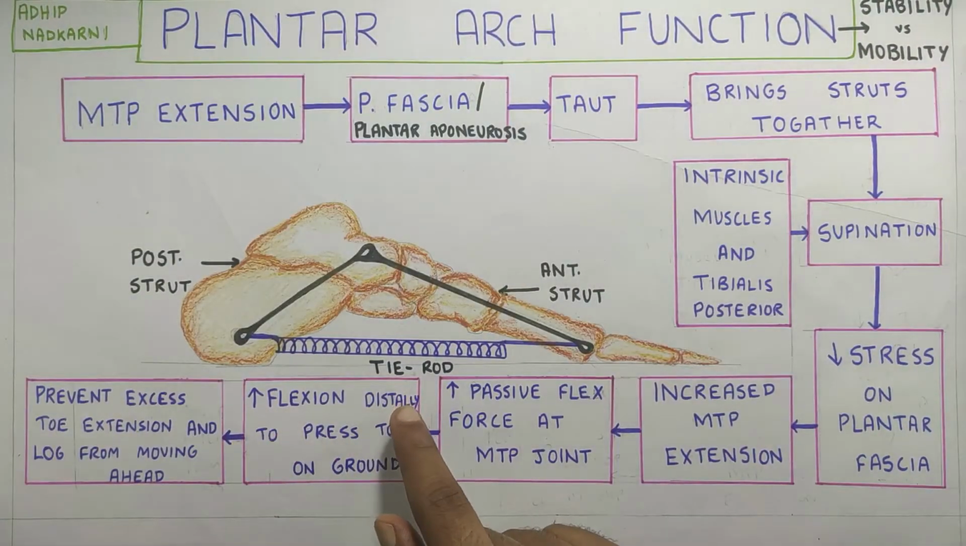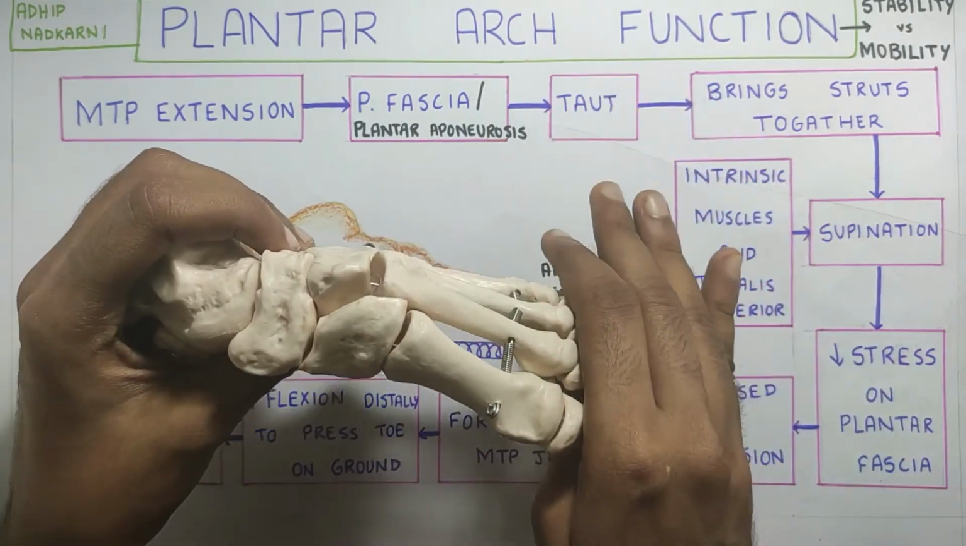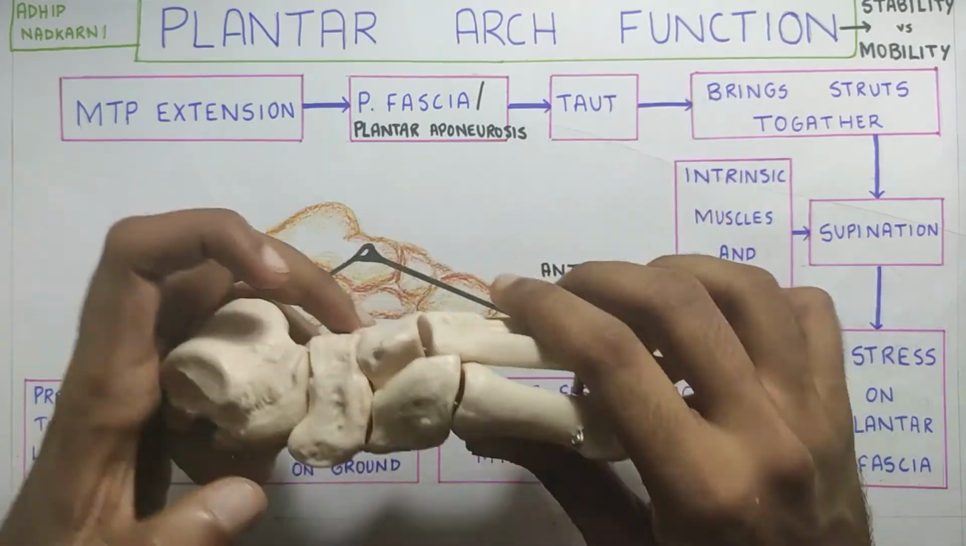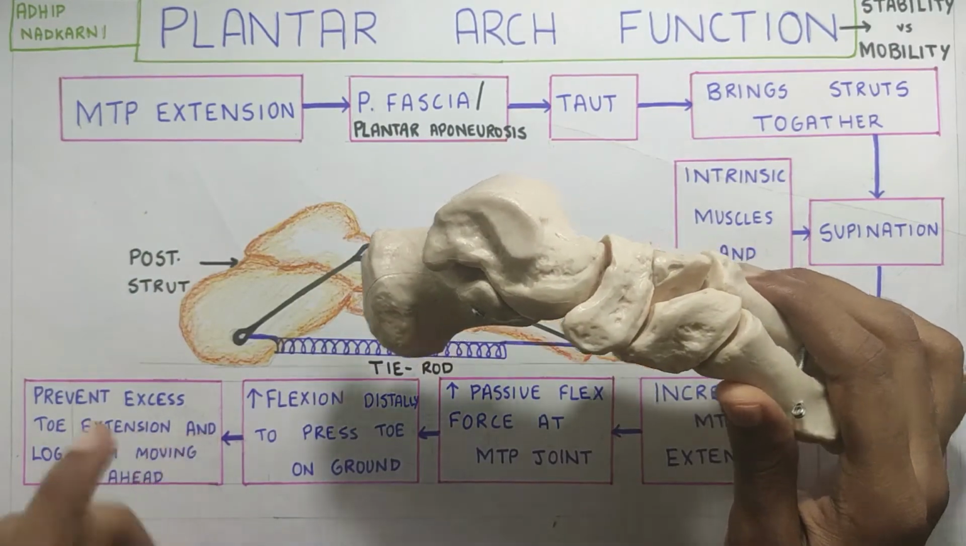Now the flexion distally pressed the toes into the ground. All these toes which are there, they pressed into the ground, and this improved the stability of the joint. It also prevented excess toe extension.